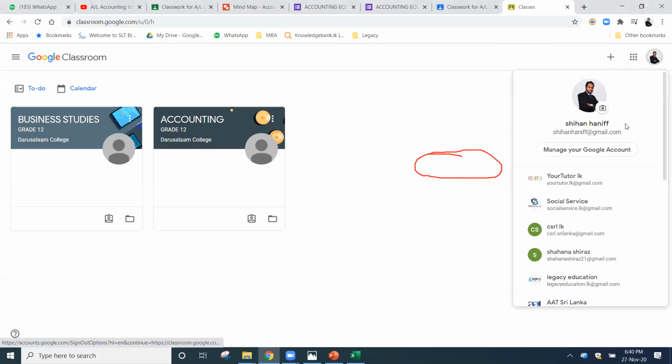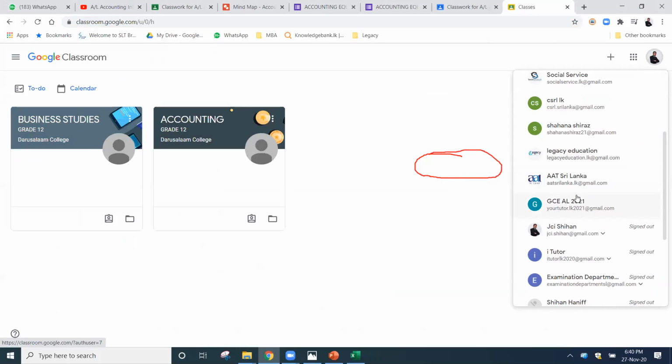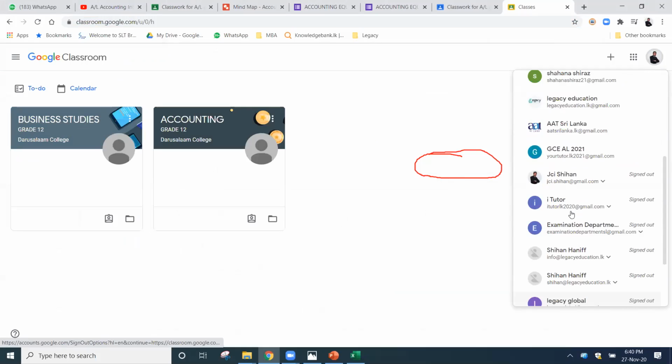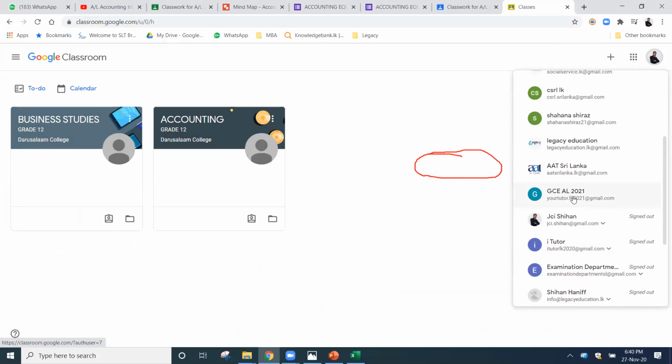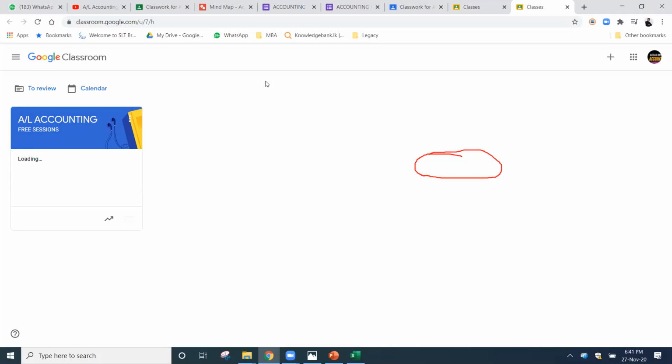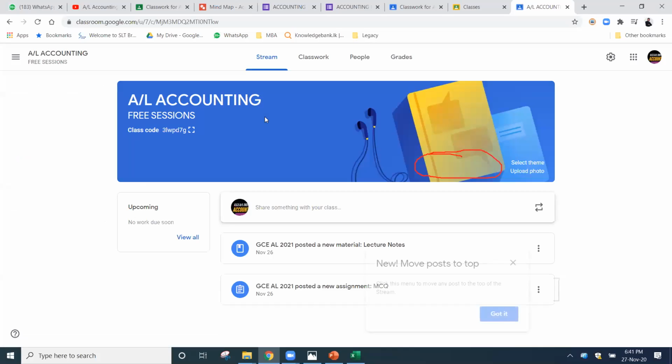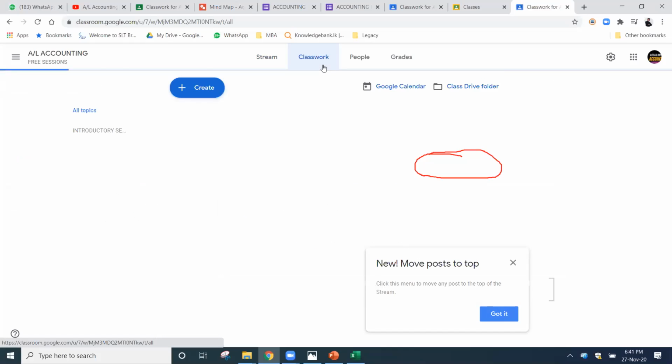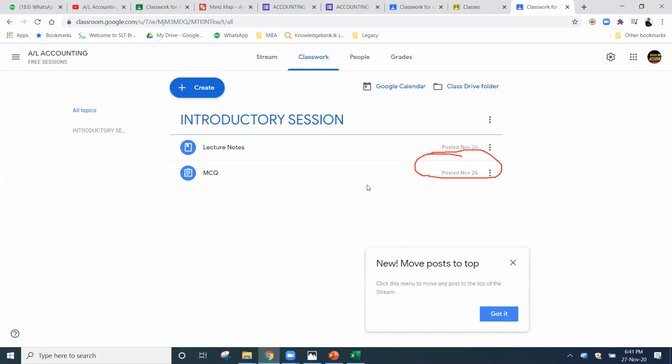I have different accounts, so I've created this for GCA 1121. You select the account and it will go to the Google Classroom. Then these are the classes that you have enrolled. Once you click on that, there is a class work. In the class work, you have the sessions.